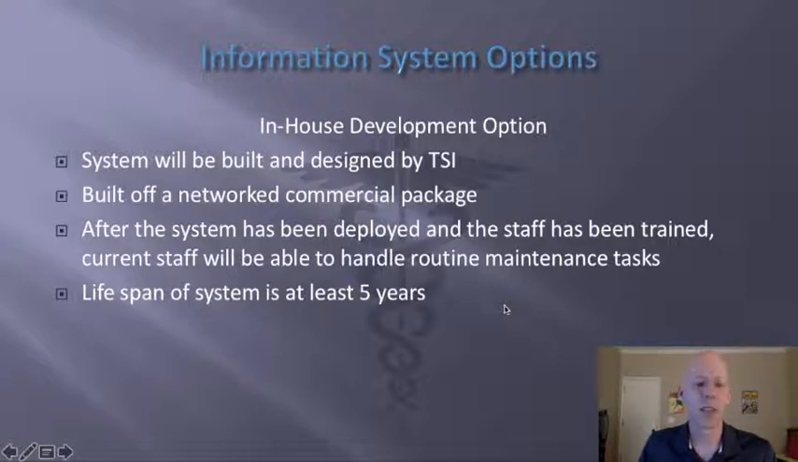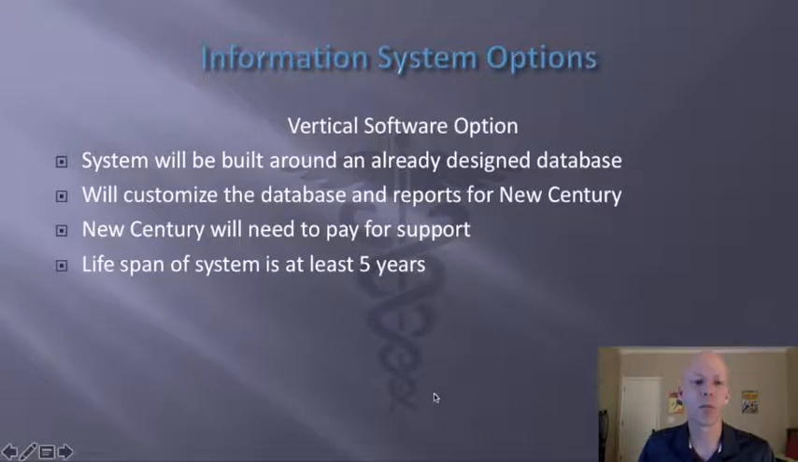The lifespan of the system would be at least 5 years. Of course, this also depends on how insurance rates go, how the current systems go, things like that. So the second option is a more pre-packaged software, what we call the vertical software option.